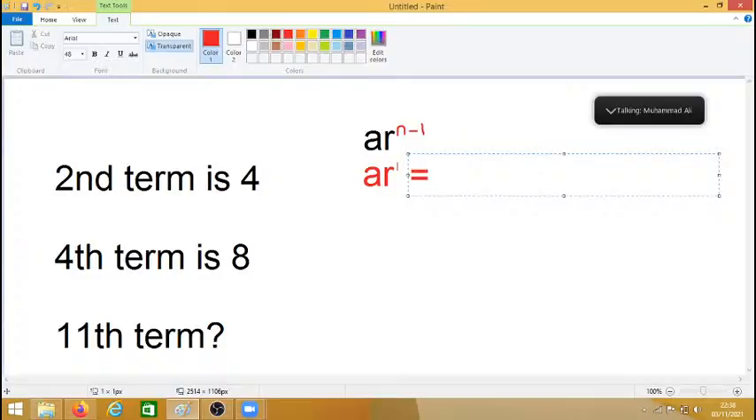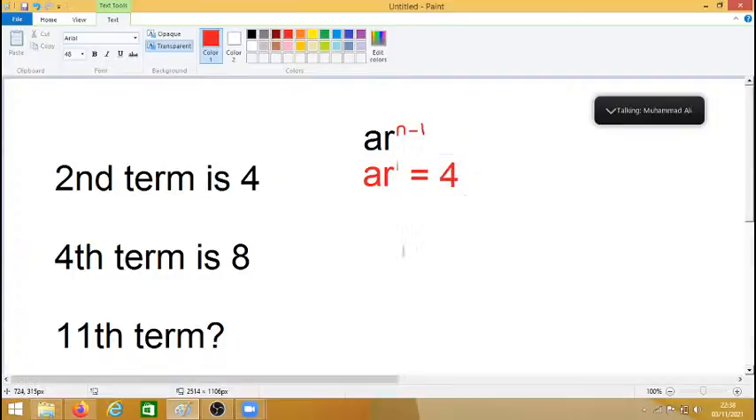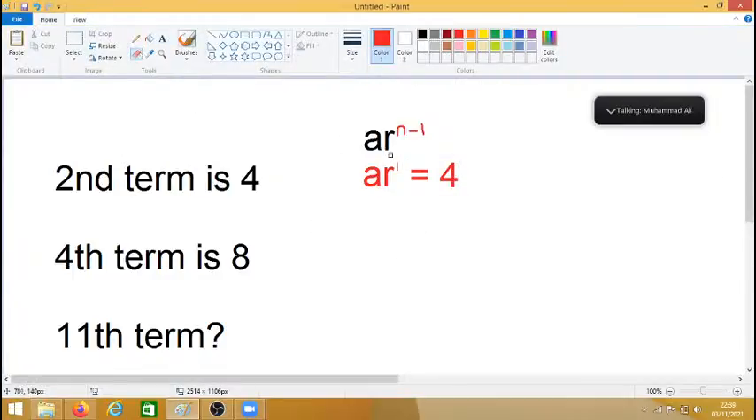So a r to the power 1, and we do know that the answer is equal to 4, so a r to the power 1 is equal to 4. And now I'm just going to rub out that power 1. So a times r is equal to 4. That's one equation. Let's try the same thing with the next bit of information.